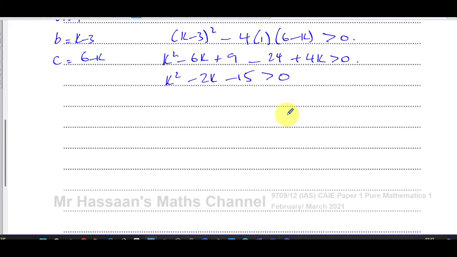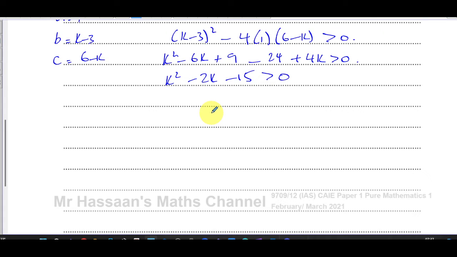Now, this is a quadratic inequality, so it goes into the topic of solving quadratic inequalities. A lot of students mess up with this. They think you can treat it just like an equation and just factorize and say either this is greater than 0 or that is greater than 0, and that's completely wrong. You can't just factorize and say one must be greater than 0 or the other must be greater than 0.